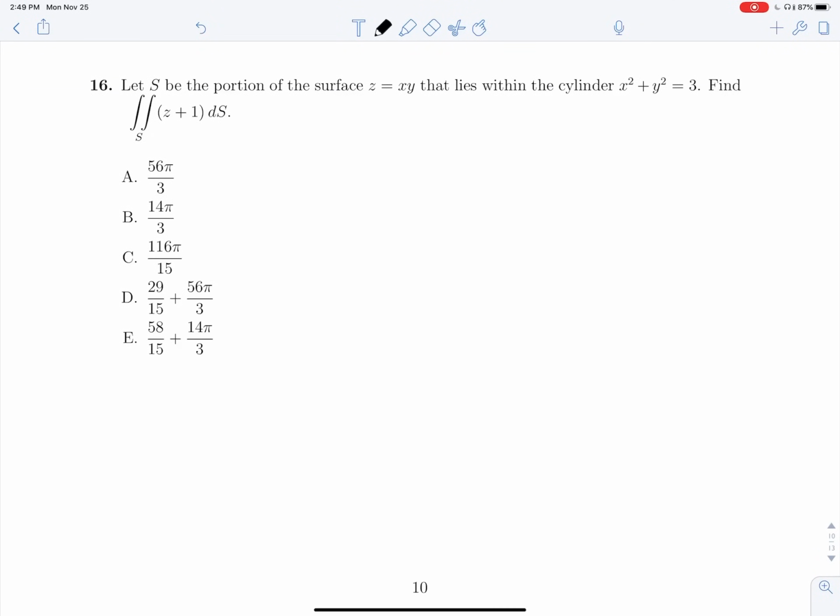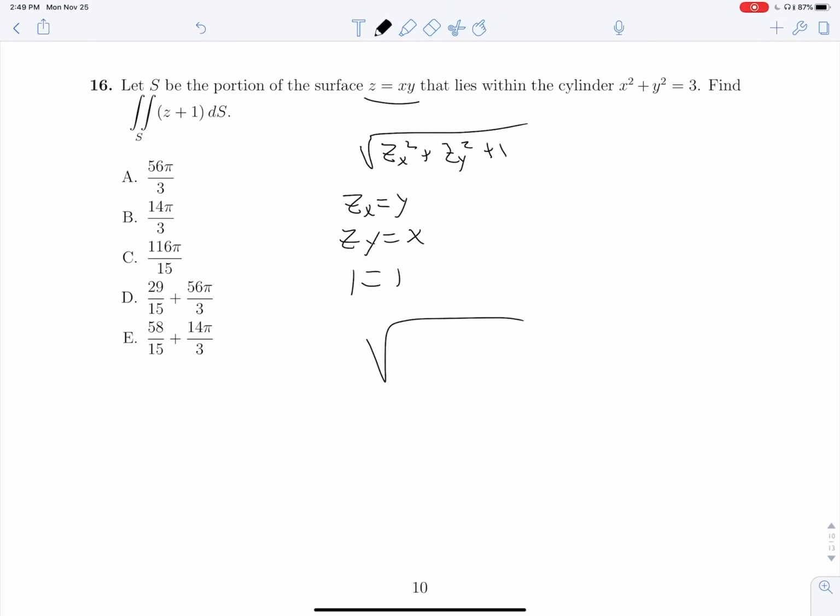Let's let S be the portion of the surface z equals xy that lies within this cylinder, and we need to find the surface integral with z plus 1 in here. So we know that when we have a surface in the form z equals, for these surface integrals, we need the square root of zx squared plus zy squared plus 1. We can find those really easily. Zx is going to be y, zy is going to be x, and 1 is going to be 1, like usual. So we have x squared plus y squared plus 1 in here.